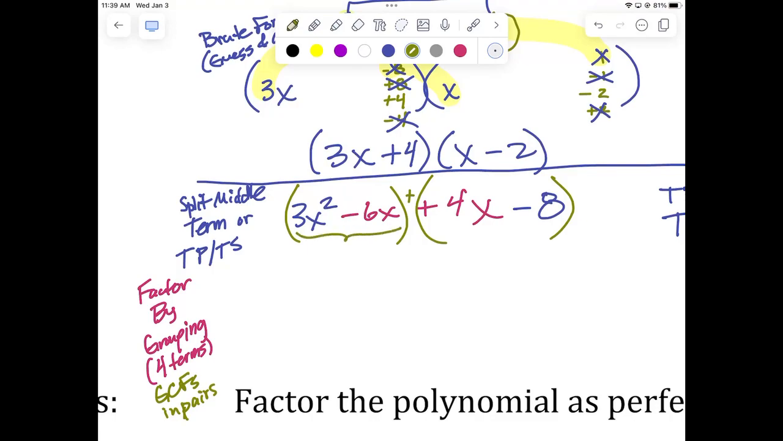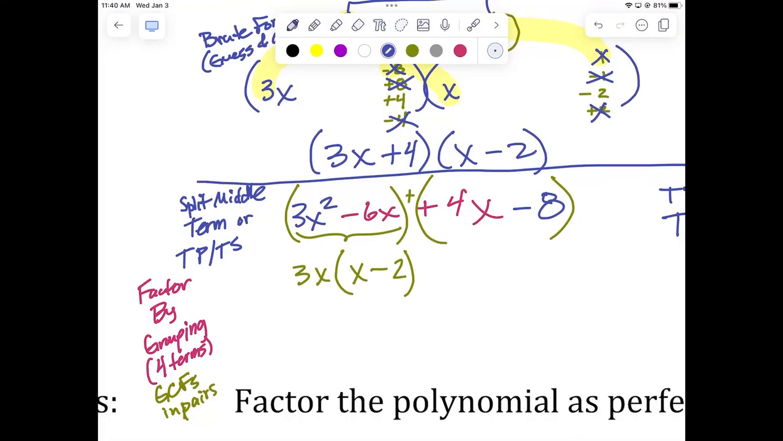What is common in 3x squared minus 6x? Is there a number that's common? There's a 3 that's common, and there's also an x that's common. So we're going to factor out the 3x from those two. What's 3x squared divided by 3x? X. And then minus, what's 6x divided by 3x? 2. You get x minus 2.